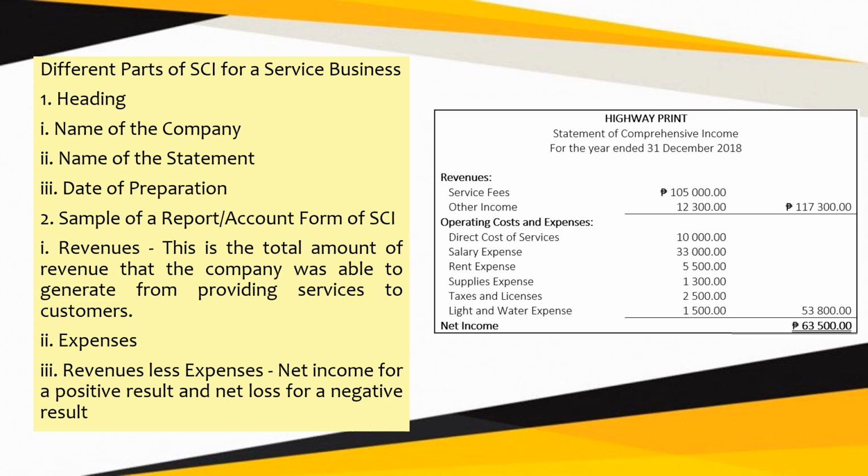Revenues, this is the total amount of the revenue that the company was able to generate from providing services to the customers. Services because we are dealing with a service business. Next one will be the expenses. And then the last part will be the revenues less expenses. Net income for a positive result, net loss for a negative result.